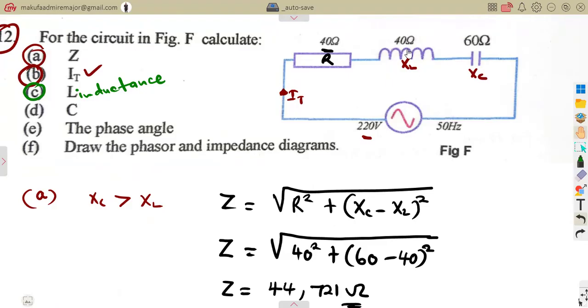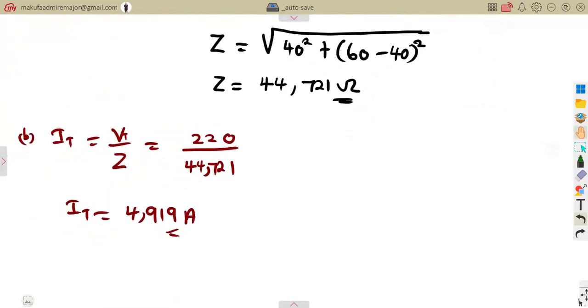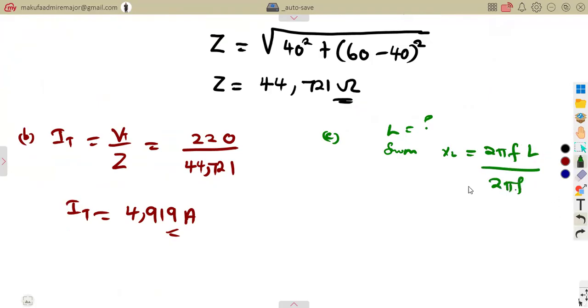We are not given L, but we are given XL. So from the reactance XL that we are given, what is going to be the inductance? Remember, XL is 2 pi fL. We can calculate this inductance by dividing by 2 pi f on both sides. So the inductance is equal to XL over 2 pi f.